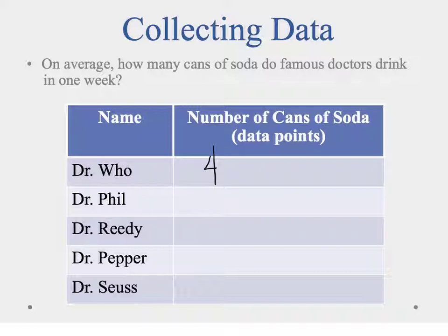Dr. Phil only drinks 2 cans of soda in a week. Dr. Reedy, well, she has to keep up with all us middle schoolers, so she drinks 7 cans in a week. Dr. Pepper thinks it's wrong to drink soda. So 0, and 0 is a number answer. 0 cans of soda in a week. And Dr. Seuss has to read all those books, so there's 7 cans of soda there. This is the collecting of data that we would go through.